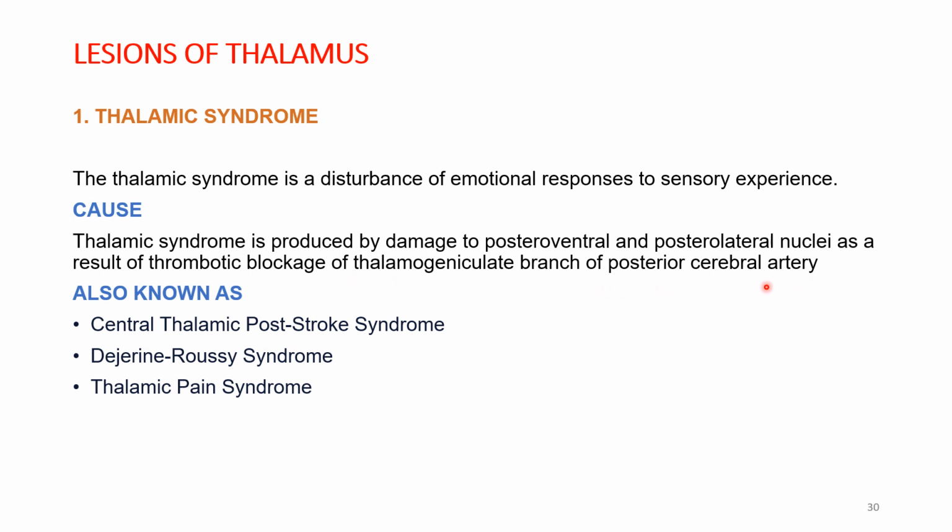So this posterior cerebral artery gives a branch to the thalamus, that is thalamogeniculate branch. So because of the thrombotic blockage of this branch, mainly these two nuclei get affected, that is posteroventral and posterolateral nuclei. So because of this, the emotional response is disturbed. It is also known as central thalamic post-stroke syndrome, Dejerine-Roussy syndrome, thalamic pain syndrome. So it is also known by these three names.